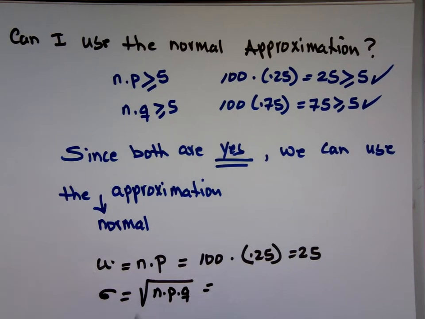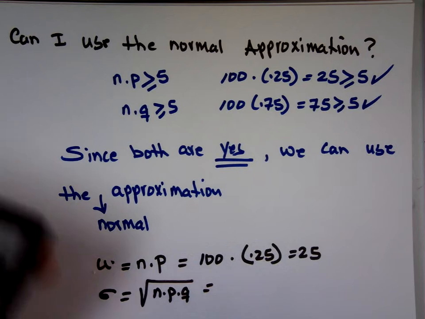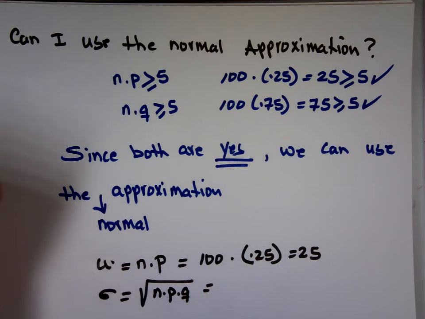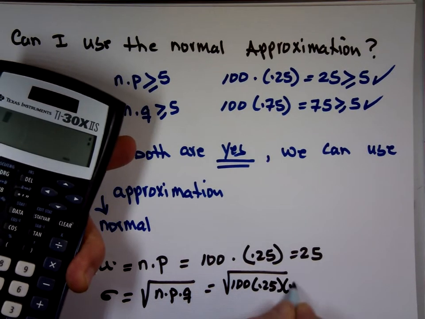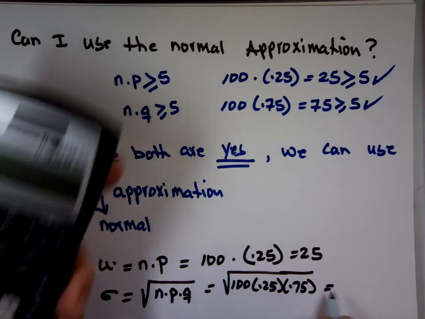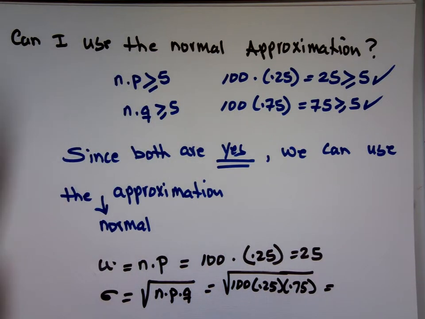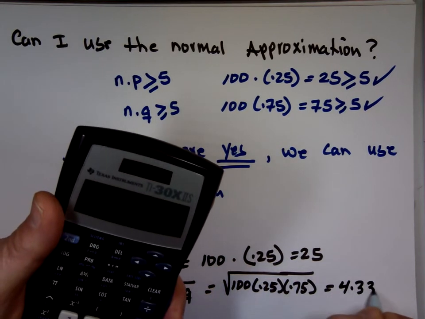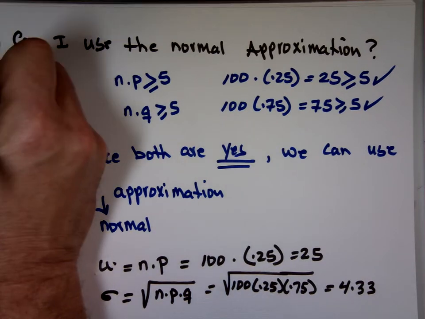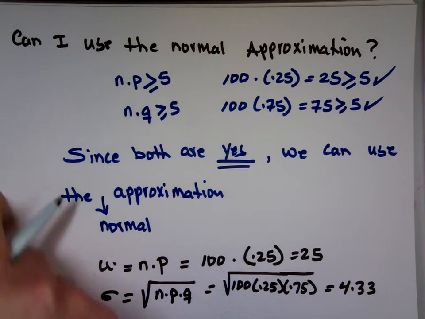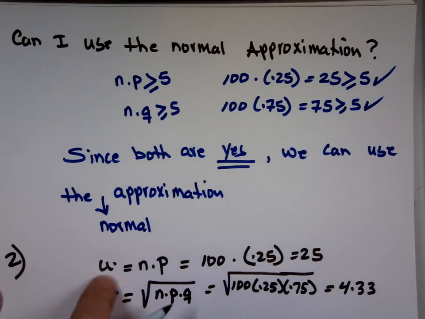And in this example, it's the square root of 100 times 0.25 times 0.75, and it says 4.33. So step number 1, can I use the approximation? Yes. Step number 2, since we agreed we can use the approximation, let's find mu and sigma.